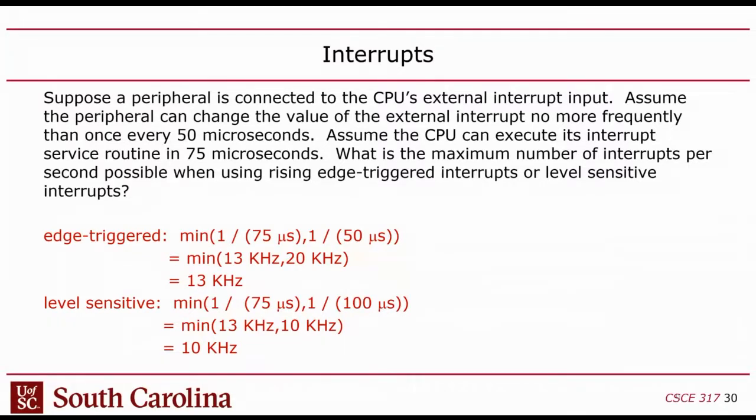But if it's edge triggered, assuming that it's sensitive on the rising and falling edge, then you could ask the CPU to interrupt once every 50 microseconds. But obviously, if you did that, you'd be trying to interrupt faster than the CPU can service. So you have to take the minimum between the frequency you get from the reciprocal of 75 microseconds and the reciprocal of 50 microseconds, which is basically choosing between 13 kilohertz and 20 kilohertz. So 13 is the fastest that the CPU could be doing that.